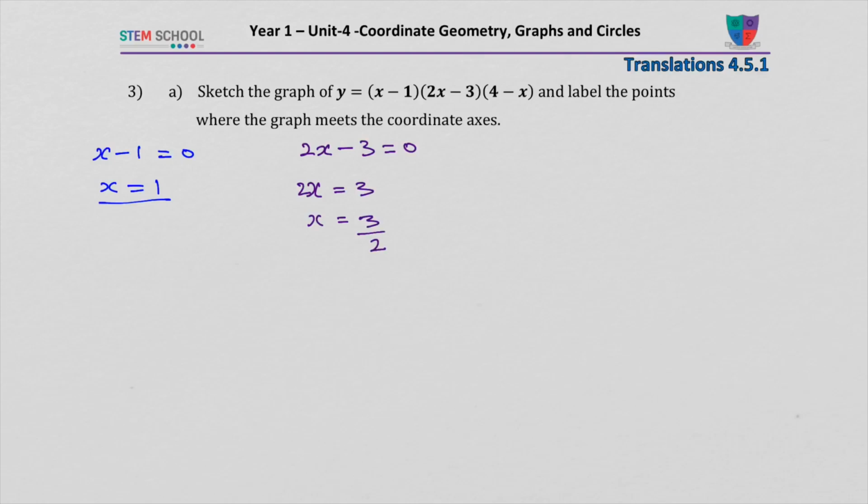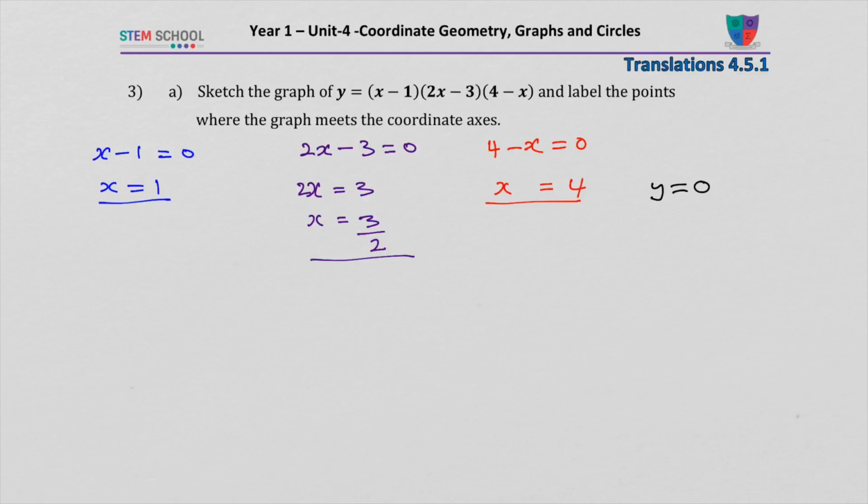And for the third root, 4 minus x equals 0. Therefore, x equals 4. Because there are three roots, that's a cubic. So it crosses the x-axis at 3 points. At all these points, y equals 0, because that's where it crosses the x-axis.